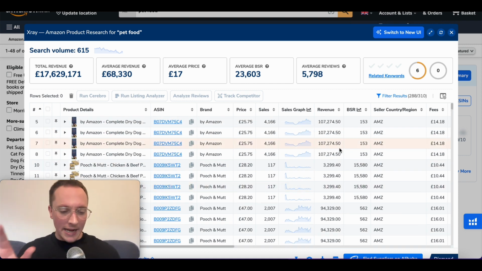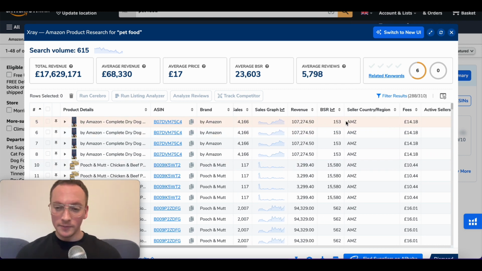So what I use this data for in X-Ray, guys, is to figure out, A, is there search volume? B, is there revenue in this keyword? Because if not, I've got to look at the other keywords to see if there's revenue in this industry at all. Average revenue. We look at the average price and the average reviews. We're looking at the sales. How many sales has that product got? The revenue for that product.